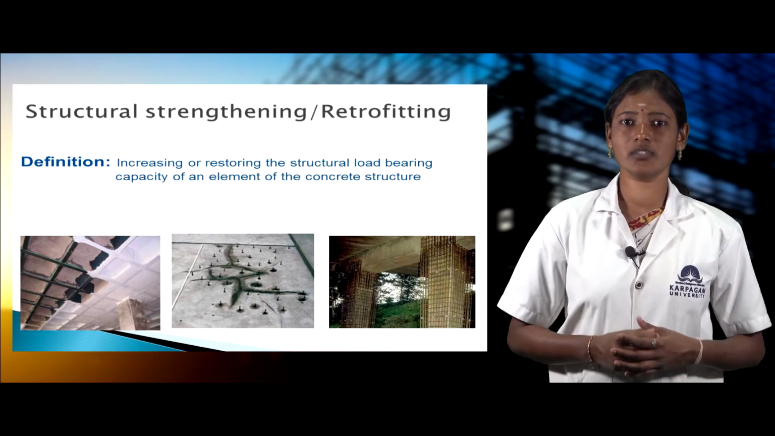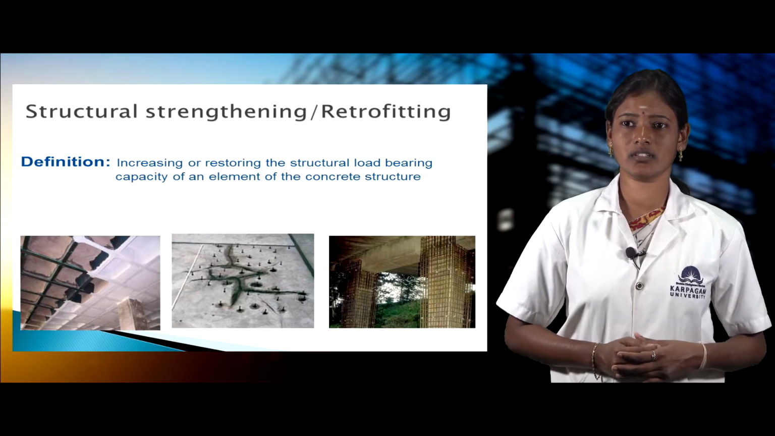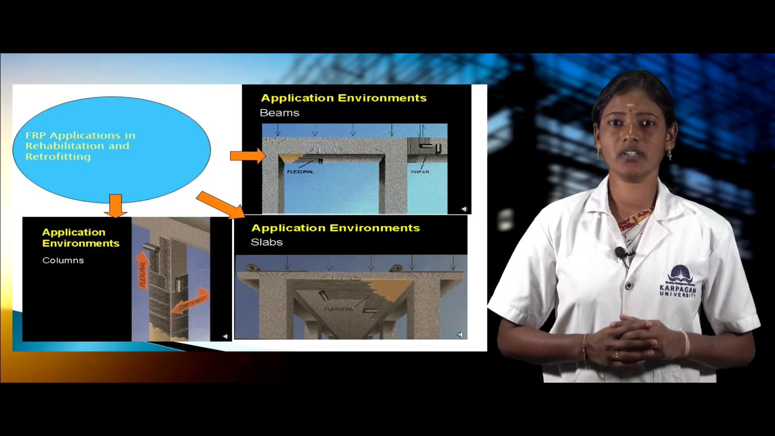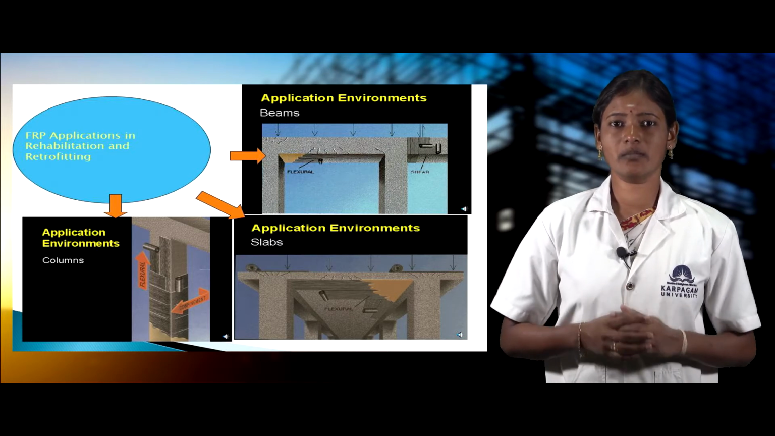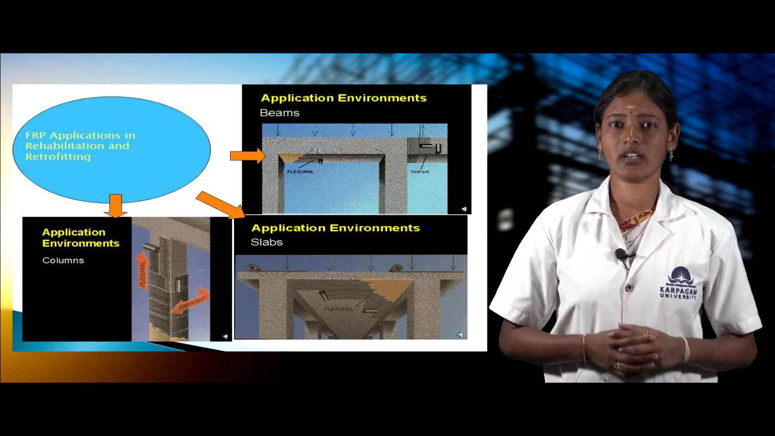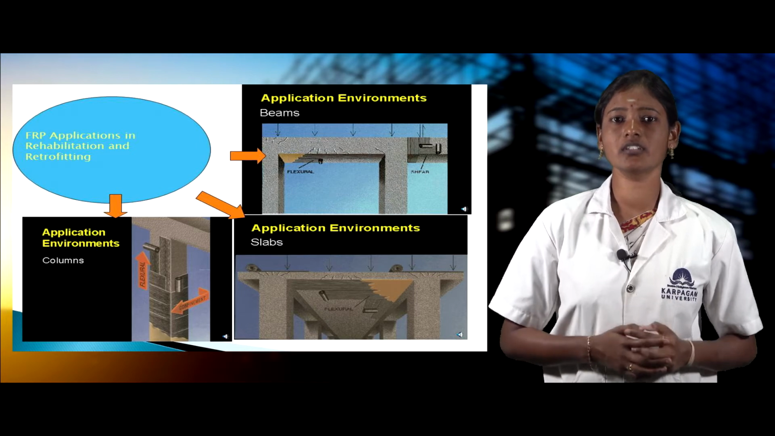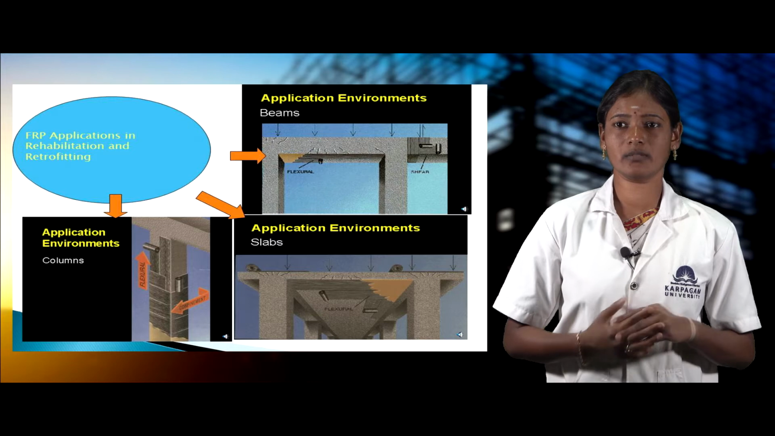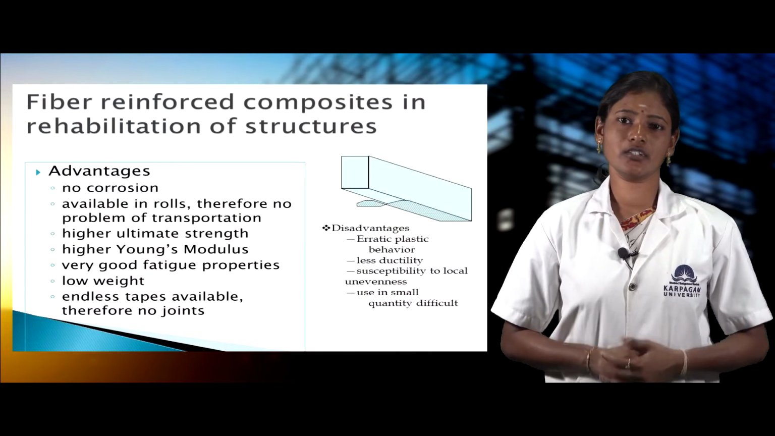The following images represent the strengthening techniques. This image represents the various applications of fiber reinforced polymers in beams, columns and slabs. In beams, the flexural strength is taken care of, in columns the tension is distributed, and in slabs the uniform load is distributed. The following are the advantages and disadvantages of FRP.